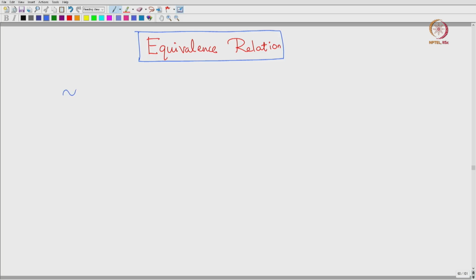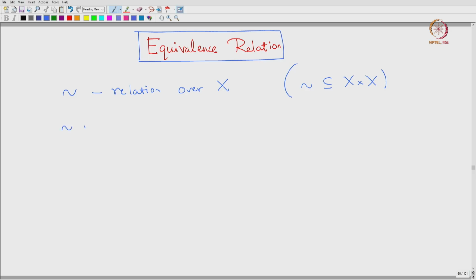So, let us call it tilde. So, this is a relation over, let us say, capital X. Recall that a relation is a subset of X cross X. Now, we want to define what is an equivalence relation. So, we call this tilde an equivalence relation if it satisfies the following properties.